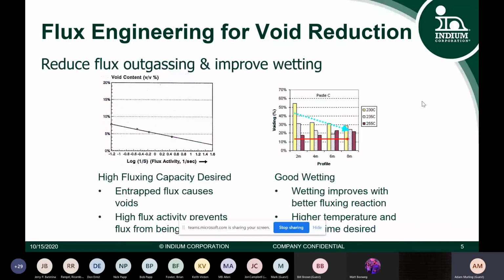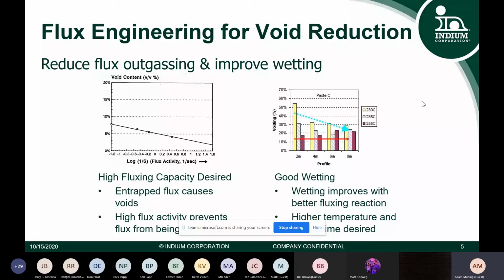And one of the ways we do that is by creating high fluxing capacity, which promotes good wetting. So entrapped flux is what can cause voids, so high flux activity prevents the flux from being trapped, and it allows it to escape easier. So the graph on the left is a log graph that shows the decrease in void content as the activity of the flux increases.